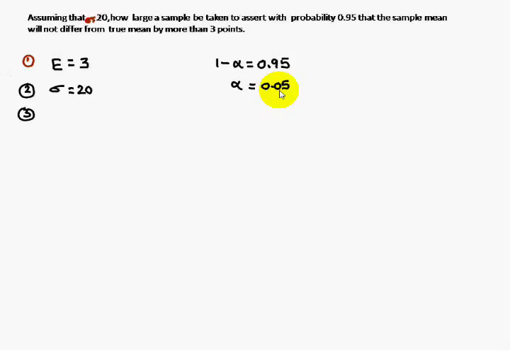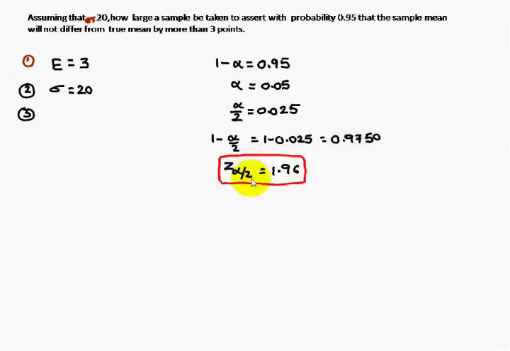Here we need alpha by 2. How? Later we will discuss. Alpha by 2 is 0.025. Again, 1 minus alpha by 2 is 1 minus 0.025, that is 0.9750. That means the Z alpha by 2 value you come across for this is 1.96. So Z alpha by 2 is 1.96 and the n value is equal to question mark.